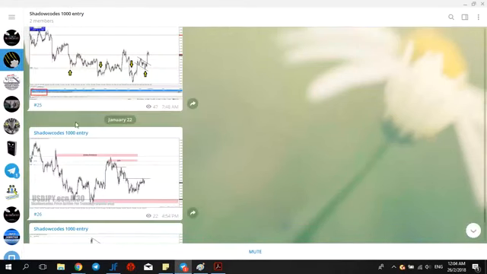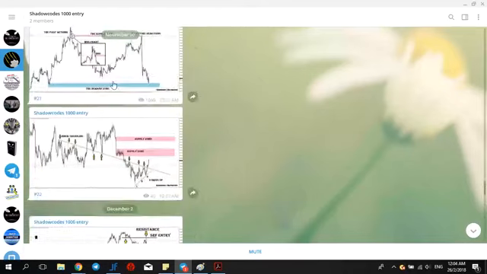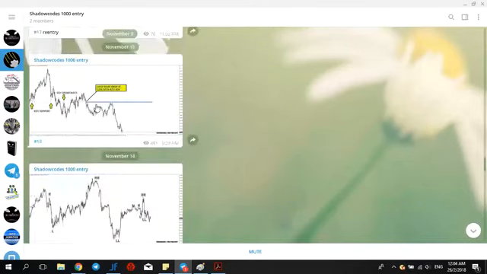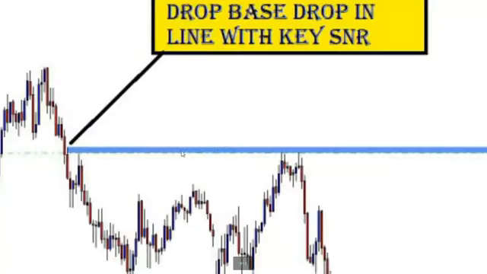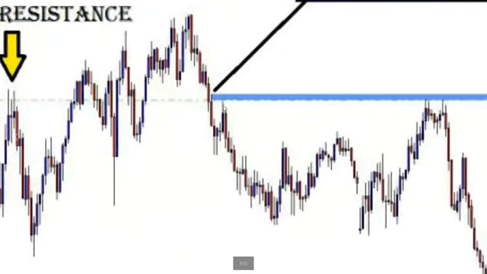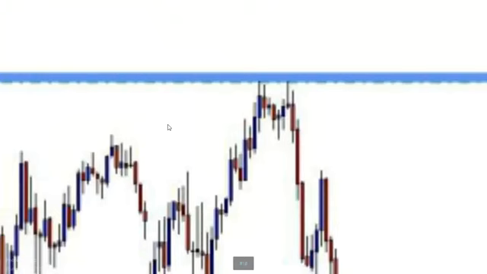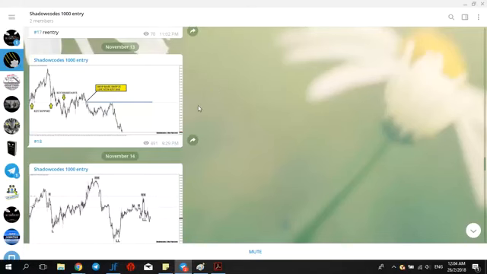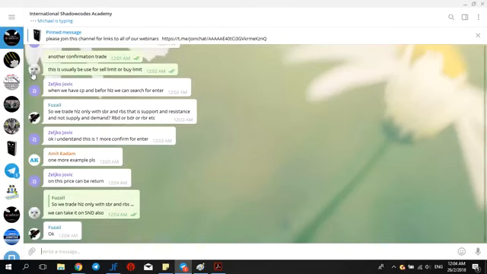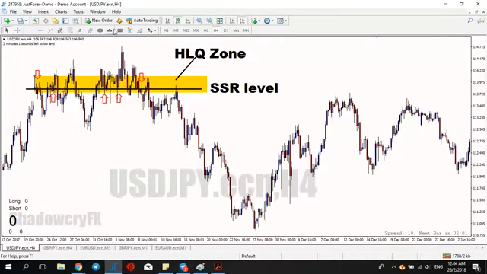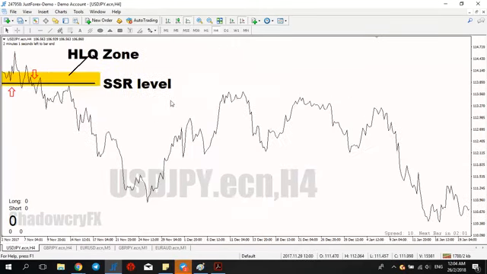Look, for example, I take this one on a drop base drop, drop base drop in line with SSR, right? This is a drop base drop, and this is the entry. So I will show one example for Amit. Let's change to line chart again.